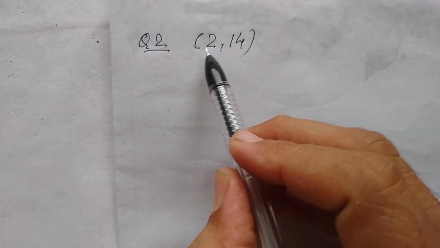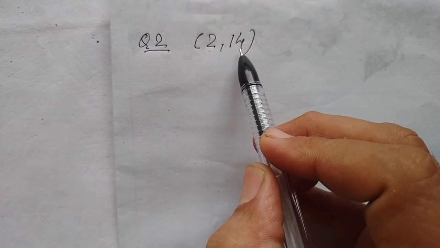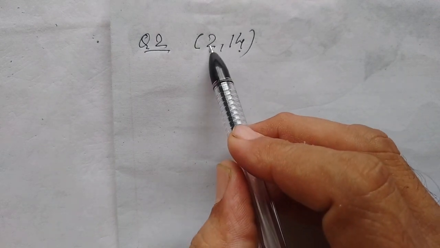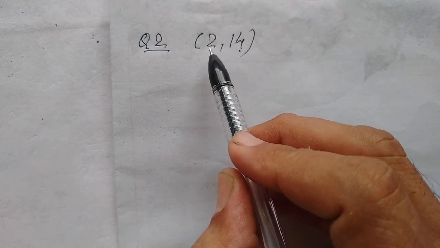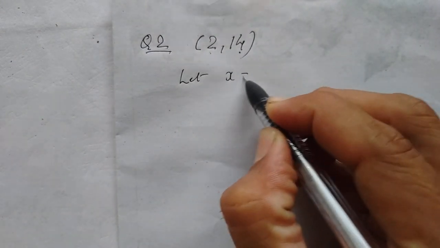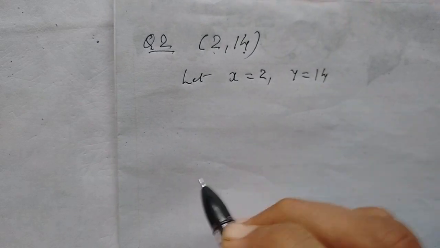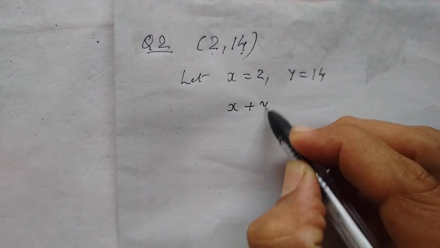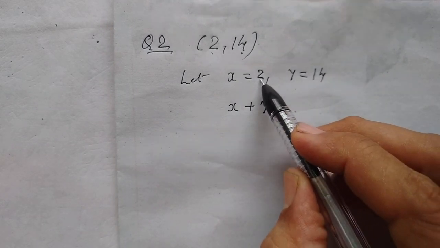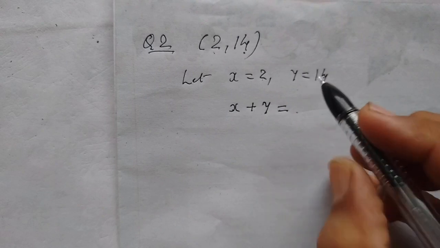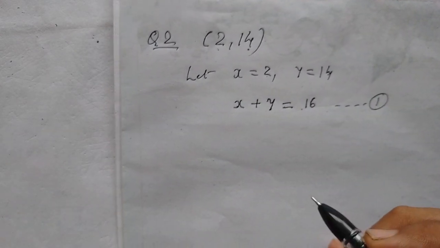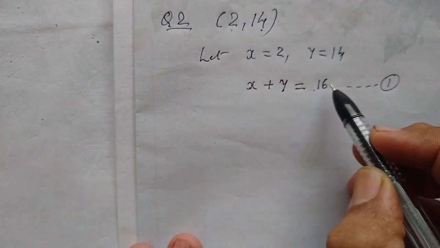Now children, this is one point. This is the x coordinate, this is the y coordinate. We have to find one equation satisfying this condition. This means x is 2 and y is 14. Let us take x equal to 2, y equal to 14. So we write it this way: x plus y is equal to something. Now you can see that we put 2 for x and 14 for y. So what will be there? 16. So this is your first equation, or you can say this is the first line and equation.